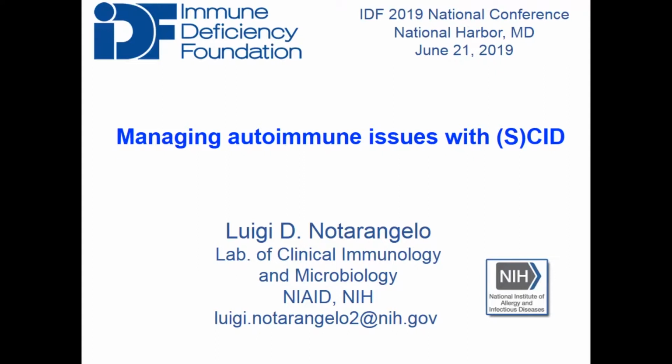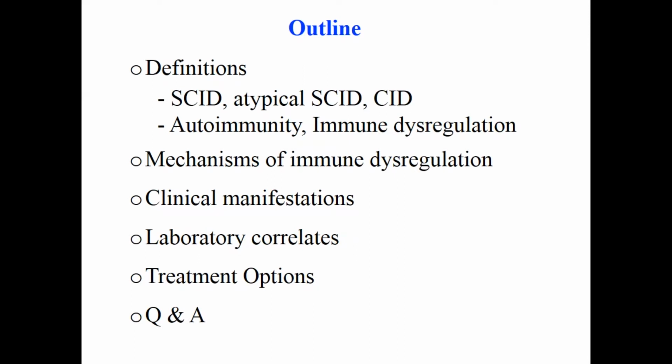But again, apologizing for those of you who have listened to my previous talk, I will start by repeating some of the slides I presented previously, which are the definition of SCID, atypical SCID, and CID, because they are very helpful to set up the stage for what I'm going to tell. So I will focus on the mechanisms of immune dysregulation, why that can happen in patients with atypical severe combined immunodeficiency or combined immunodeficiency. I will review with you the clinical manifestations, the laboratory correlates, what treatment options we have, and more importantly, I'd like to leave time for questions and hopefully answers.